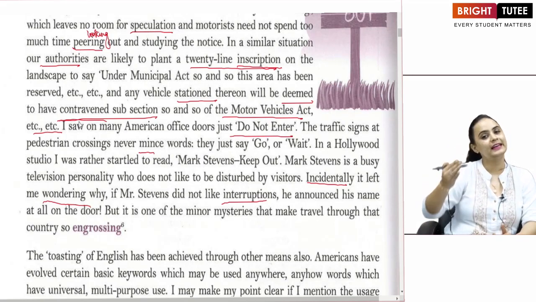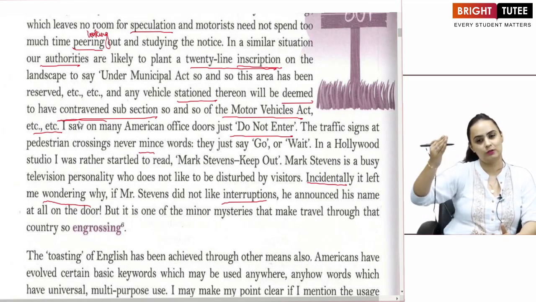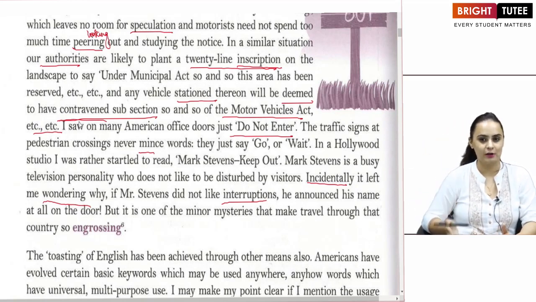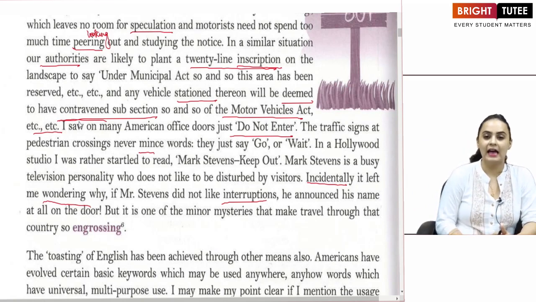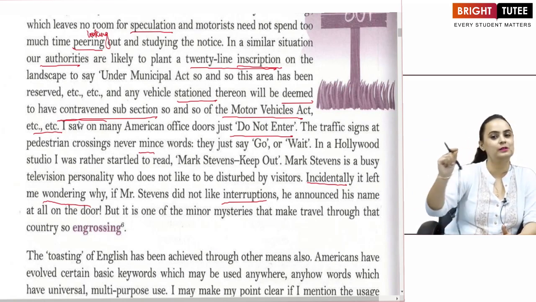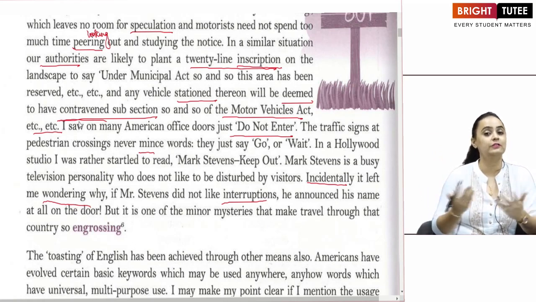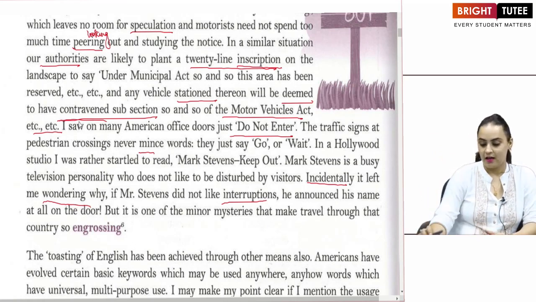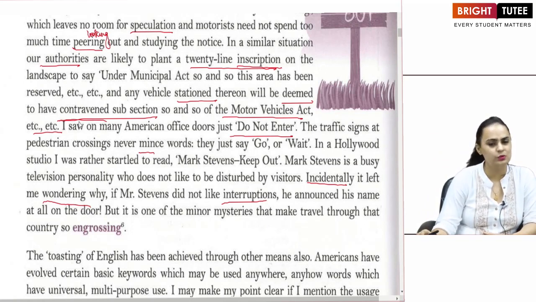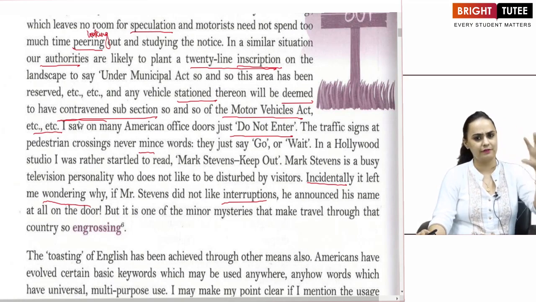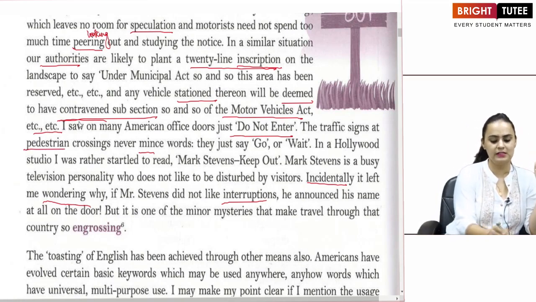Writing 20 lines explaining the section and the subsection of the act, the law that you are breaking, and then writing just 3 simple words, do not enter. What out of 2 is going to leave a major impact? The traffic signs at the pedestrian crossing never mince words. So, whatever traffic signs are also there on the pedestrian crossing.